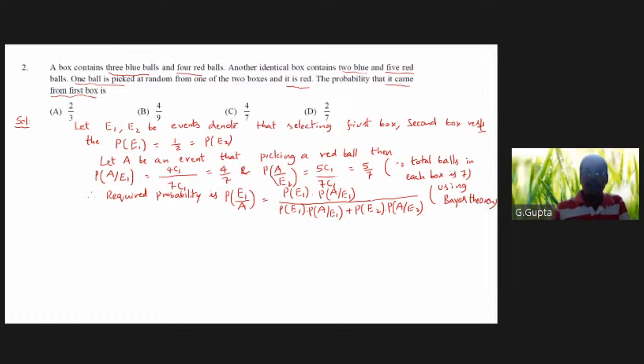Now, probability of E1 is 1 by 2 into A given E1, 4 by 7, whole divided by 1 by 2 into 4 by 7, plus probability of E2 which is 1 by 2 into probability of A given E2 which is 5 by 7. Both sevens cancel. Numerator is 4, denominator is 4 plus 5, that is 9. So the answer is option B.